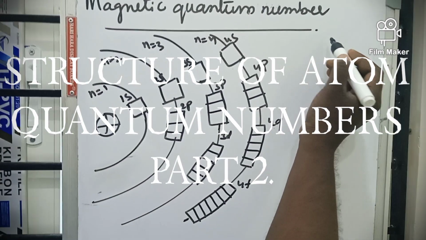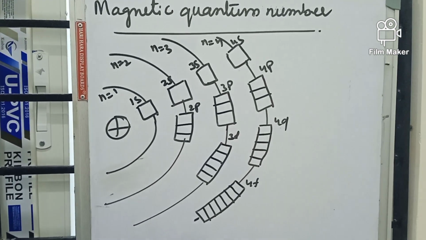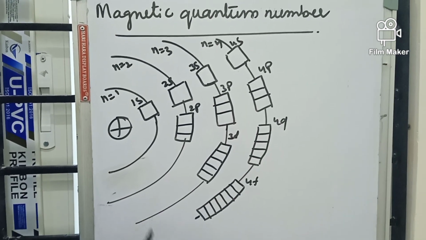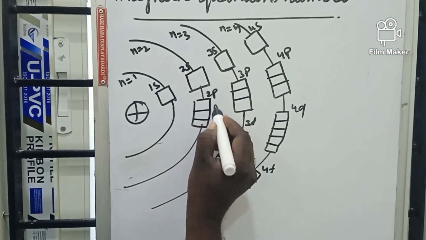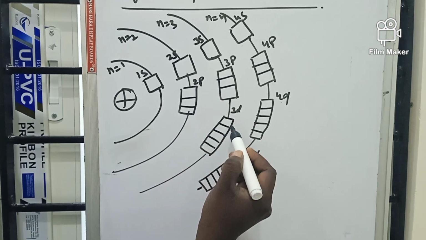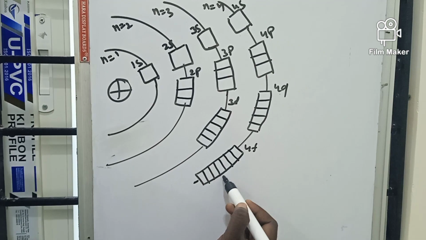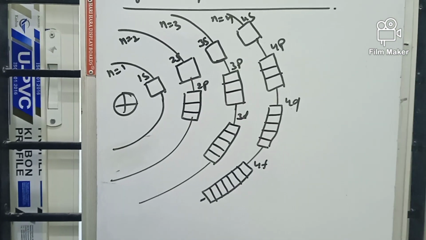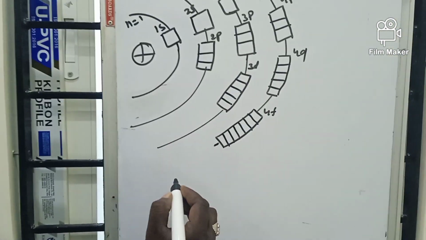Magnetic quantum number tells that each orbital again splits into some sub orbitals. How they are splitting, let us discuss one by one. P orbital splits into 3 suborbitals, d orbital splits into 5 suborbitals, f orbital splits into 7 suborbitals, and s orbital does not split into suborbitals at all. So how will they be? Let us discuss.